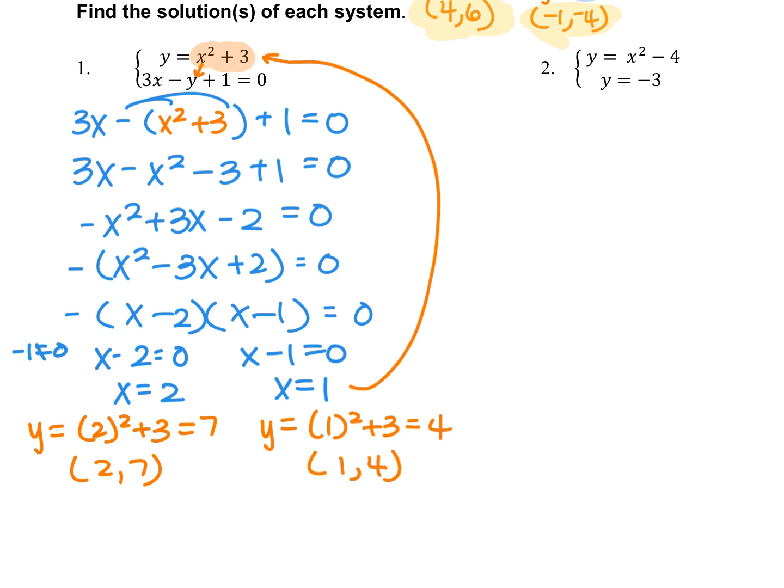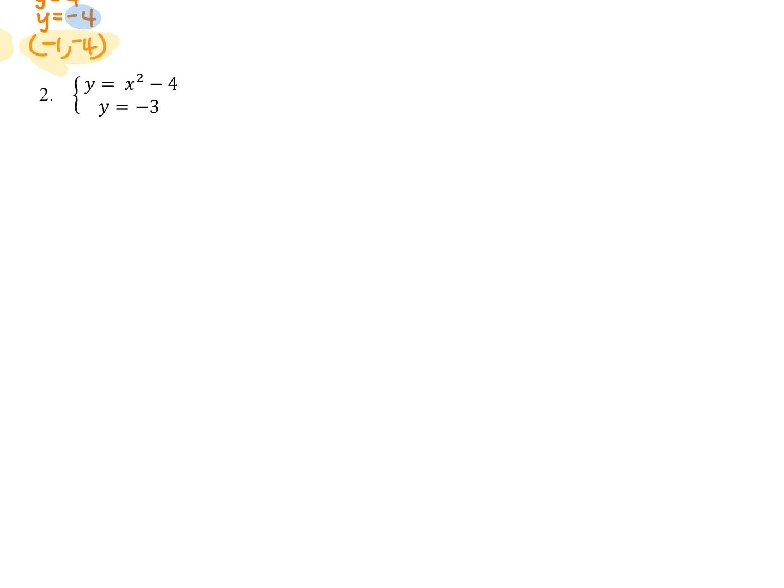Okay, so this last one, I have y equals x squared minus 4 and y equals negative 3. So I'm going to take this negative 3 and plug it in here for y. Are we following? I'm following. So I have negative 3 equals x squared minus 4, like that. I want to solve for x.